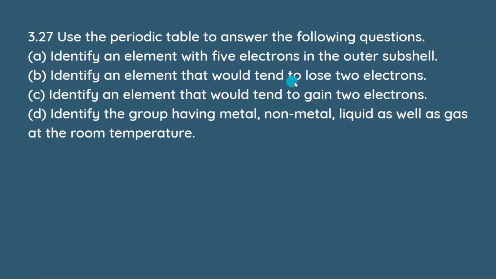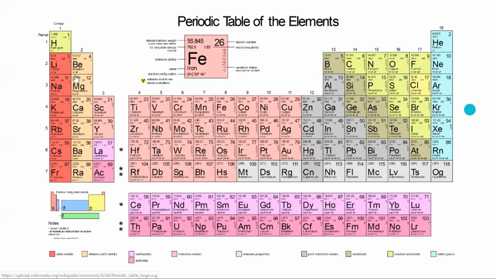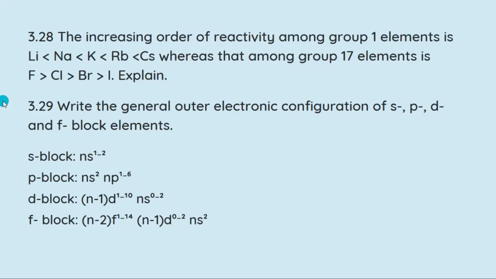Next, identify an element that would tend to lose 2 electrons, and one that would tend to gain 2 electrons. So elements in the alkaline earth metal series, that is beryllium, magnesium, calcium, strontium, barium, and radium, will tend to lose 2 electrons. Whereas the elements in group 16, the chalcogens, will tend to gain 2 electrons to reach the inert gas configuration. So any one of these elements can be written as the answer. So we can just write oxygen for the third one, magnesium for the second, and fluorine for the first.